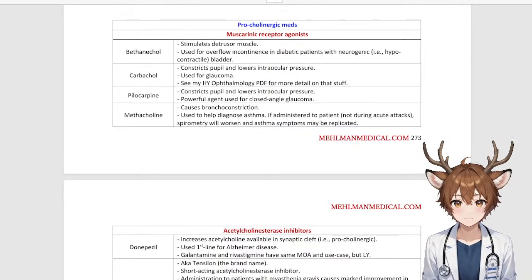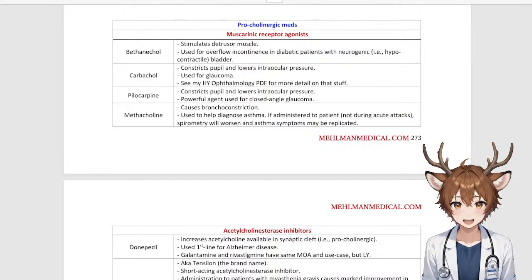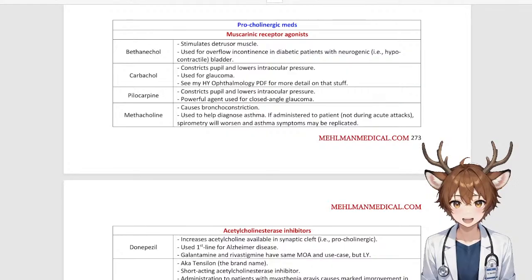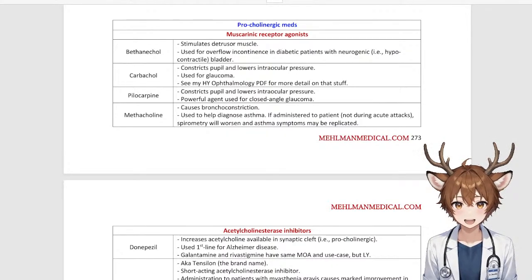Methacholine causes bronchoconstriction, used to help diagnose asthma. It is administered to a patient not during acute attacks. Spirometry will worsen and asthma symptoms may be replicated.